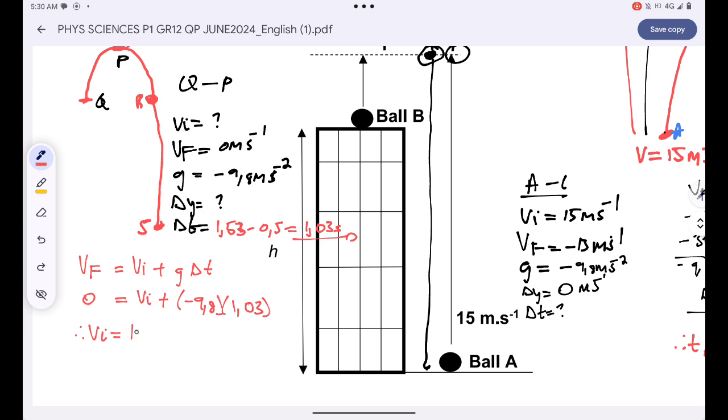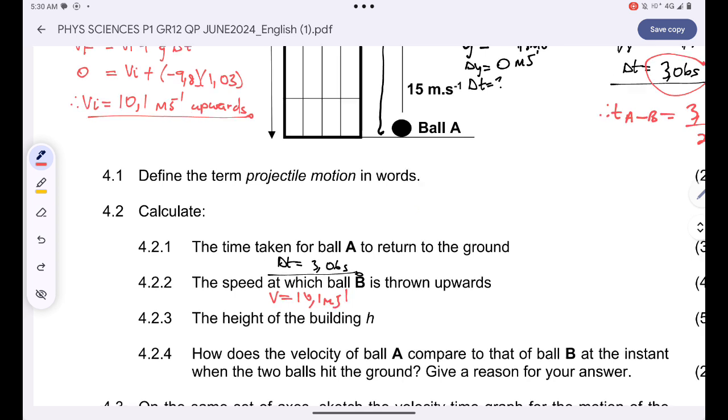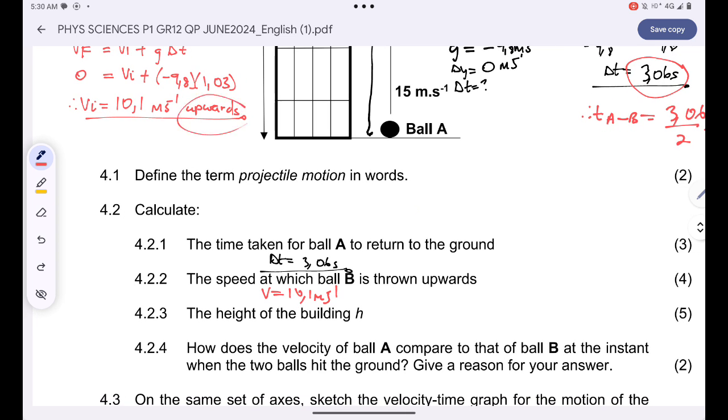I'll simply get 10.1, because after finding the answer I just need to take it to the other side, and then it will be positive. That's 10.1 meters per second upwards. Velocity has both magnitude and direction, so it's upwards. But they wanted the speed, so the speed is just 10.1 meters per second. If they said they wanted the velocity, you are supposed to include that upwards.